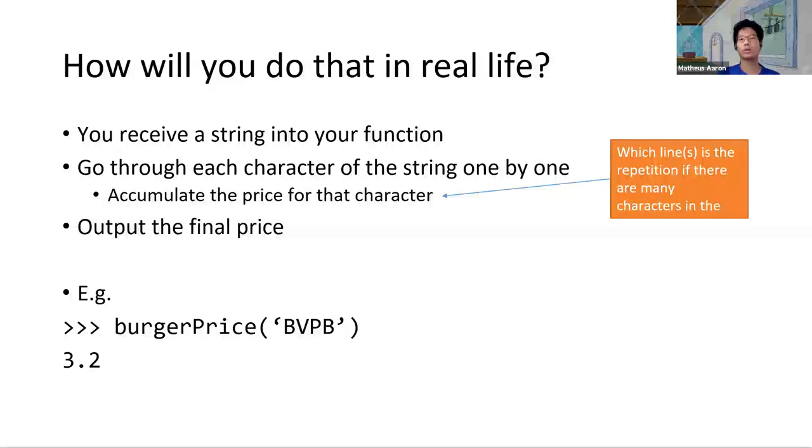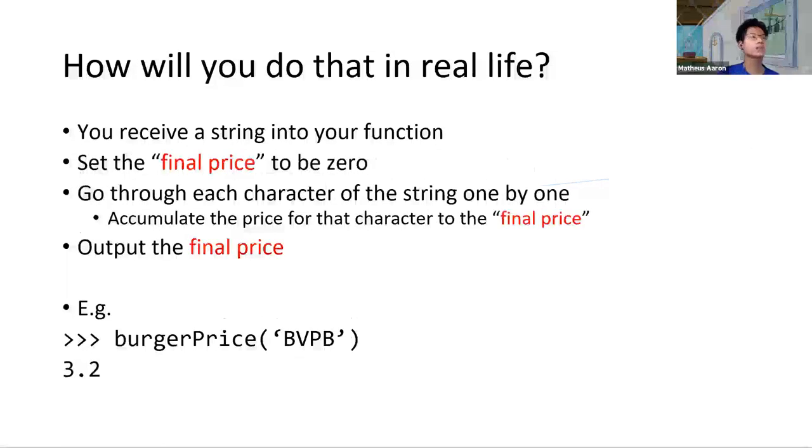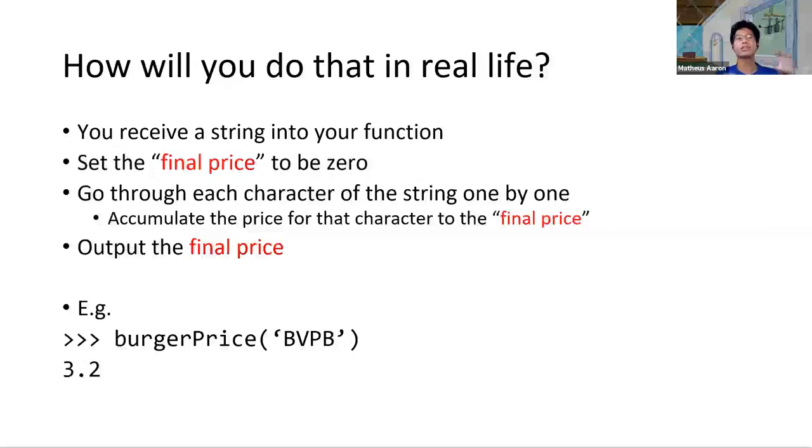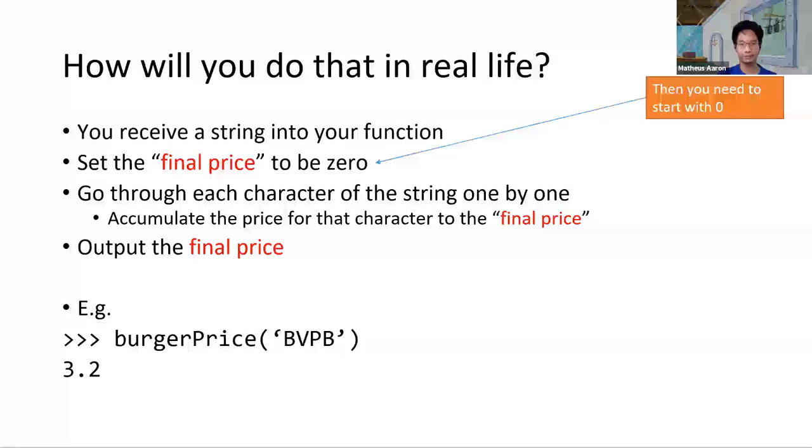Now, you actually accumulate the price every time you scan. After you scan, you add; scan, add. But you cannot just scan and check the price. You need to add everything up. So you'll need a variable to contain everything. A variable is just like a bowl, where you can store things inside and keep on adding things. And then once you're done adding everything up, you return the final price as an output.